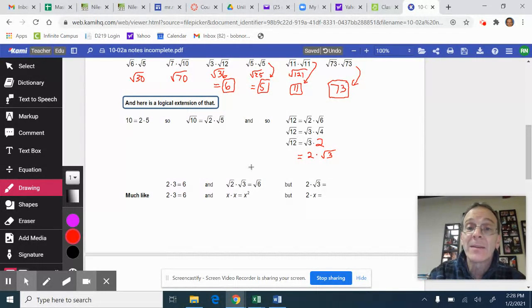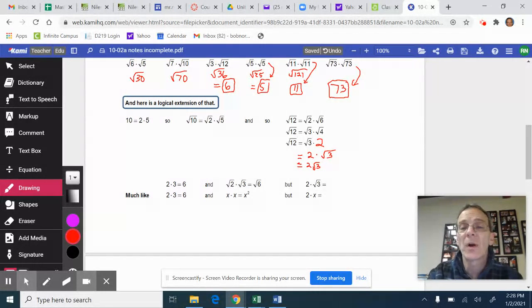And then I'm going to rewrite that expression again without the multiplication symbol in between the 2 and the radical 3. This is just like writing 2x without a multiplication symbol in between, and you understand that that means 2 times x. By the same token, you've got to recognize that 2 radical 3 means 2 times radical 3.